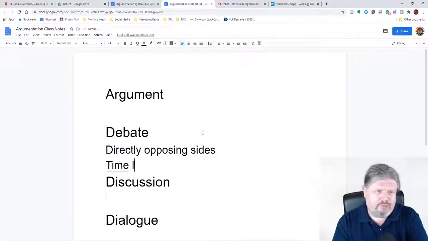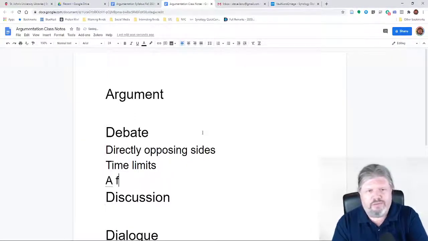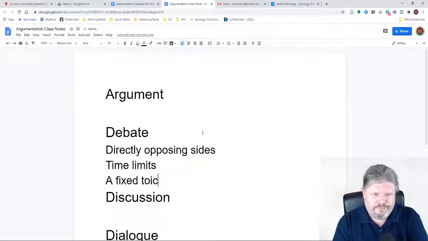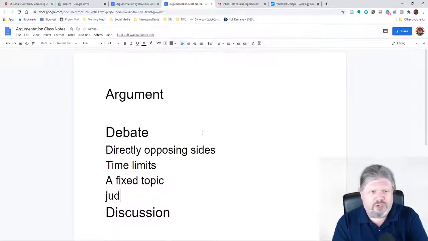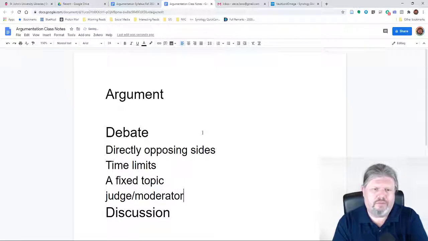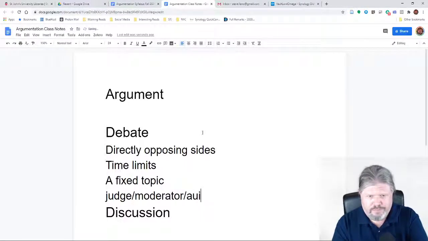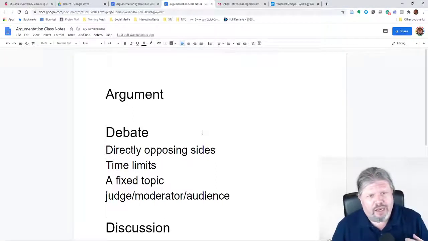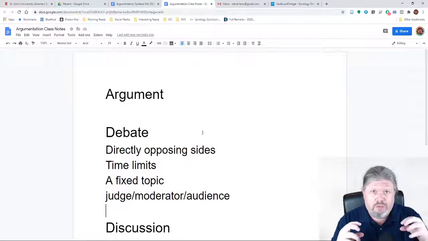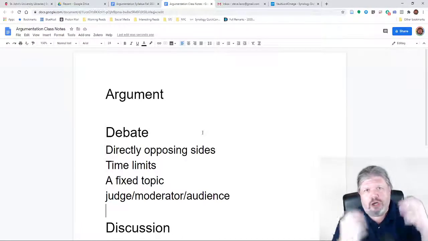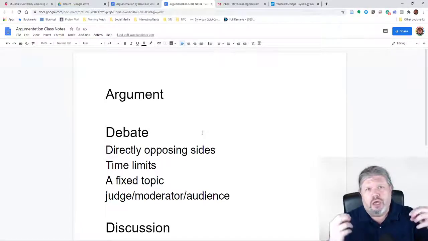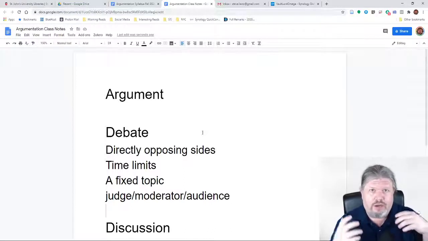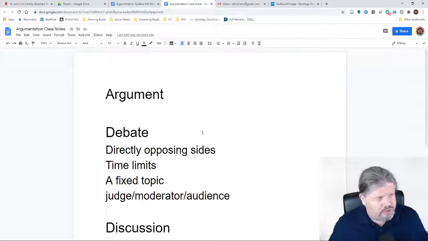You have things like time limits, a fixed topic, and some kind of judge, moderator, or audience. And in a debate, often the way to think about a debate is that the debaters are not trying to persuade each other, but they're trying to persuade and reach the audience or the judge that they're right and that their policy or their option needs to be resolved.